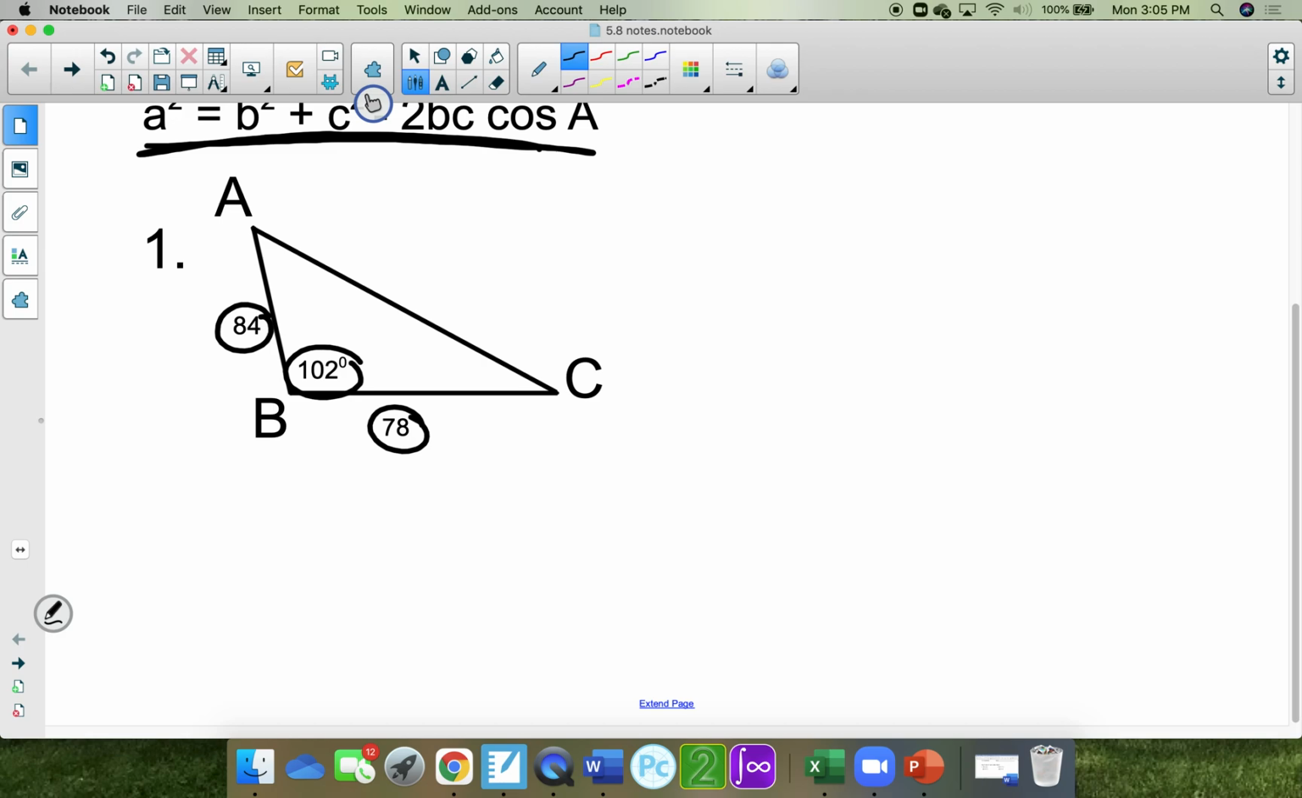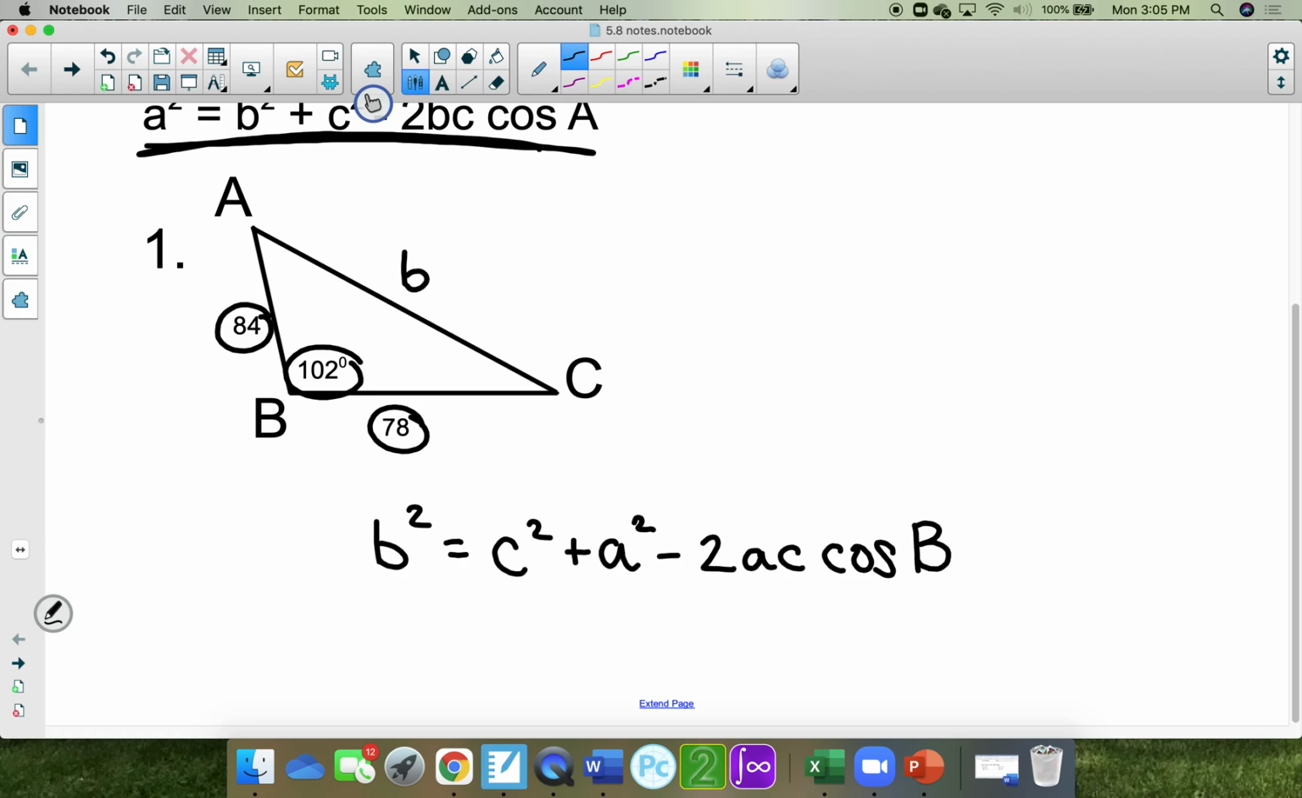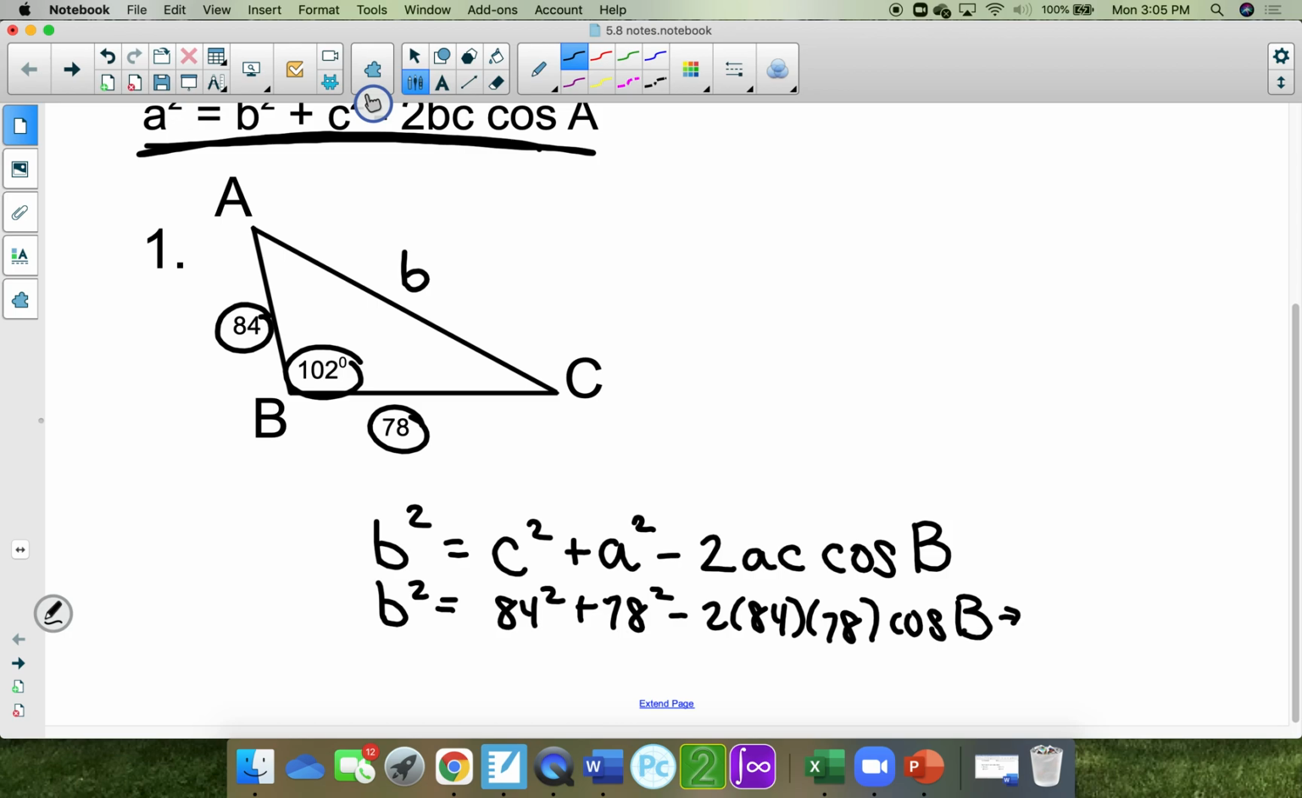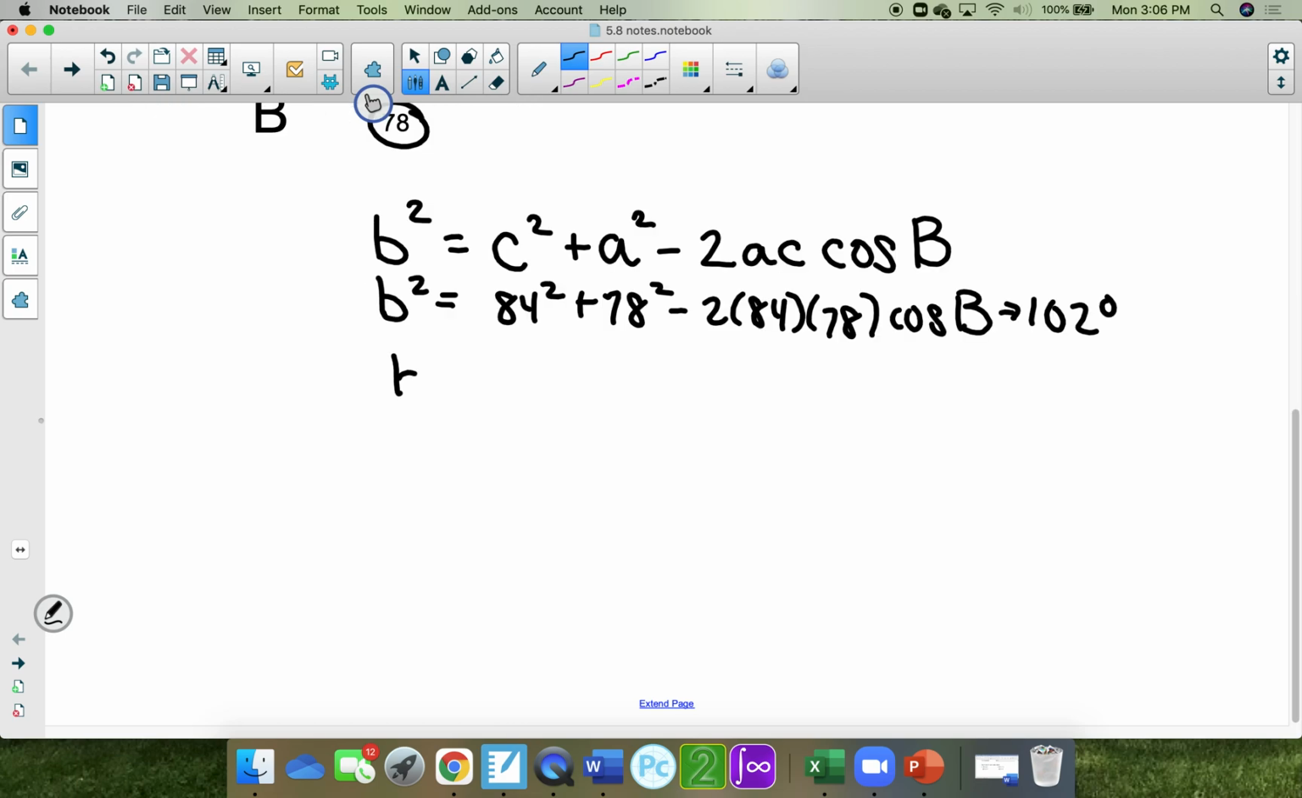So all you're going to do is, let's say we want to find side B, which is right here. Again, these can be interchangeable. We're going to do B squared is equal to C squared plus A squared minus 2AC cosine of angle B. Then B squared is equal to C squared, which is 84 squared, plus 78 squared minus 2 times 84 times 78 cosine of angle B, which ends up being 102. You plug that into your calculator and take the square root, and you're going to get B as 126.